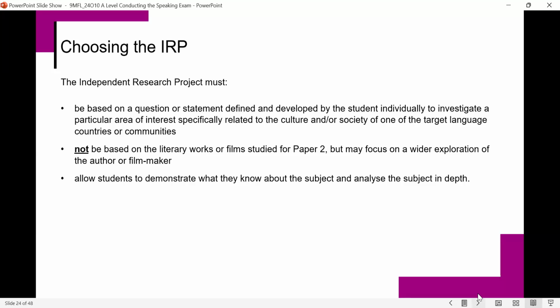And also, the independent research project needs to allow students to demonstrate what they know about the subject, and also to analyze the subject in depth.